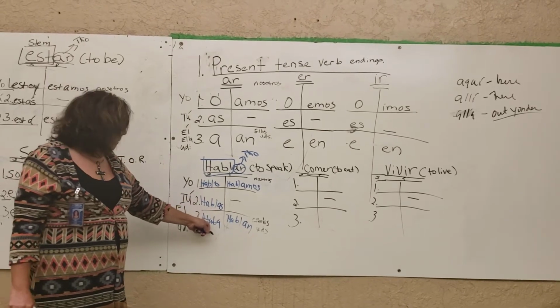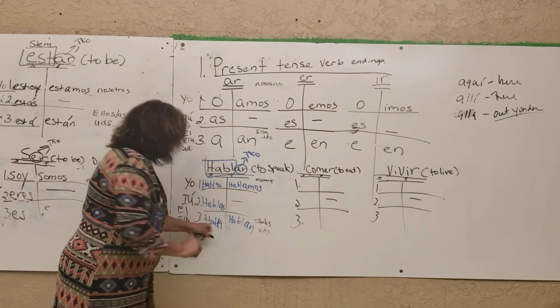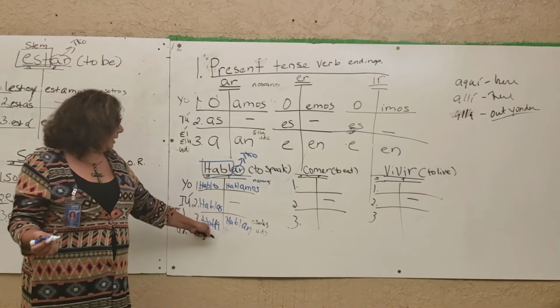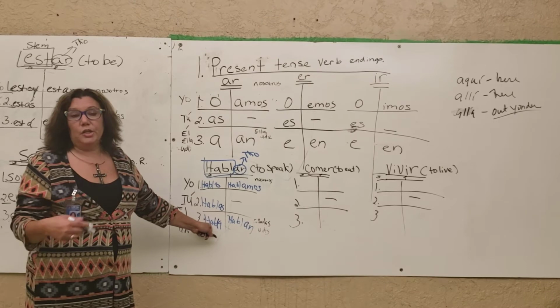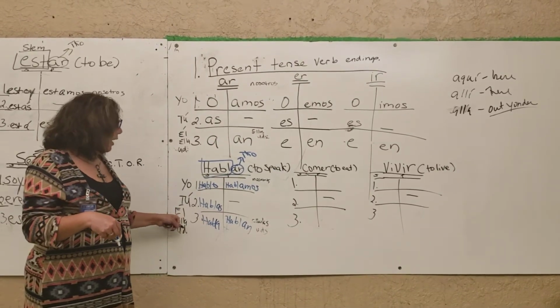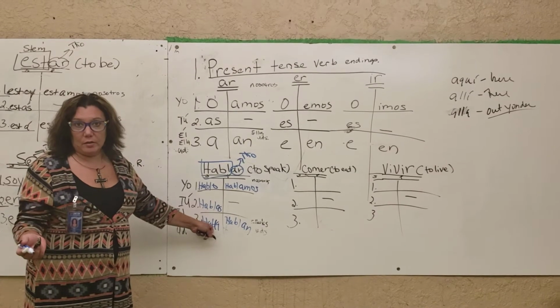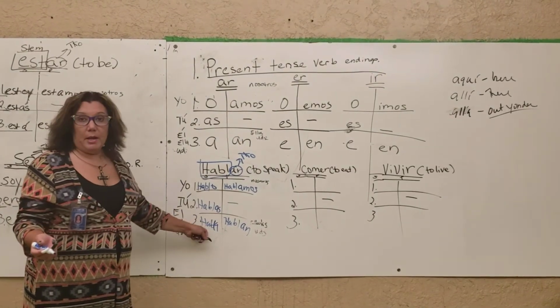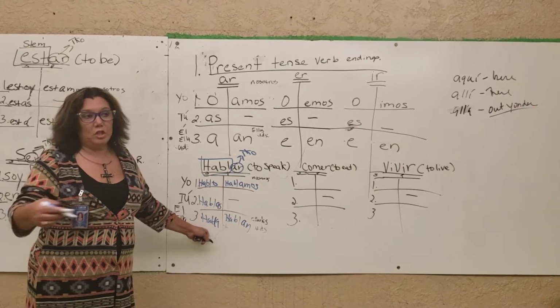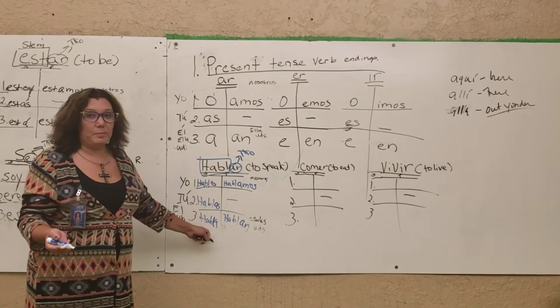Now for this one, I might have to specify who's doing the speaking. Because habla can mean he speaks, she speaks, Juan speaks, the dog speaks. So I have to clarify. Él habla con ustedes, with y'all. Ella habla con Juan. She speaks to Juan. Usted habla con nosotros. You speak to us, okay? So I have to specify.